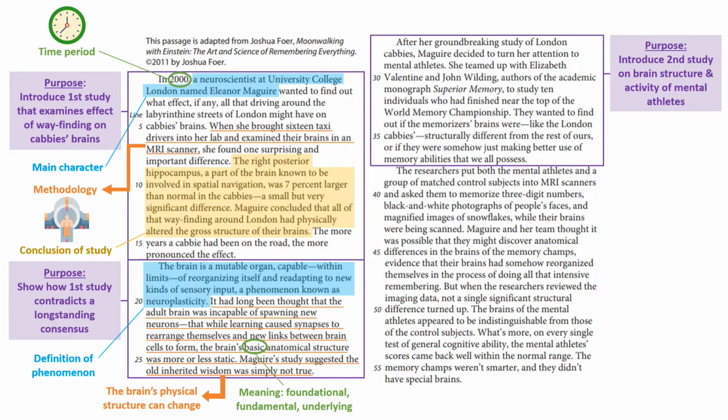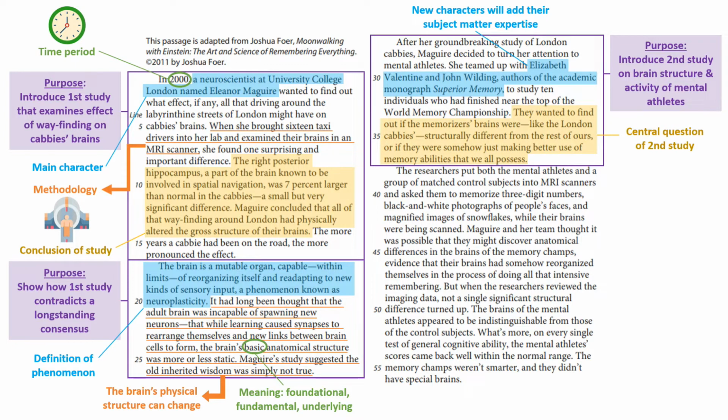The following paragraph introduces the second study, which examines the brain structure and activity of mental athletes who are also referred to as memorizers. So the subjects of this study are different from the subjects of the first study, which analyzed taxi drivers. These two new characters, Elizabeth Valentine and John Wilding, are important because they will add their subject matter expertise on memory to Eleanor Maguire's existing knowledge.